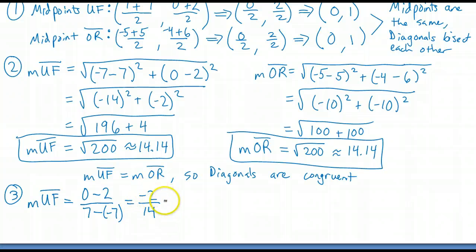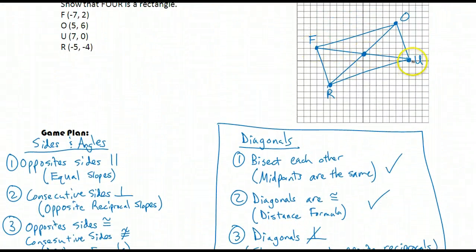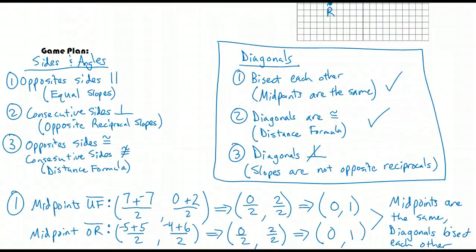Now I need to simplify this. A negative divided by a positive is a negative, and 2 divided by 14 is 1/7. And I can check my answer by looking at my picture. The slope of UF is negative. It falls from left to right. And if I count, I have 1 over 1, 2, 3, 4, 5, 6, 7. Down 1, to the right 7. So my slope is negative 1/7.